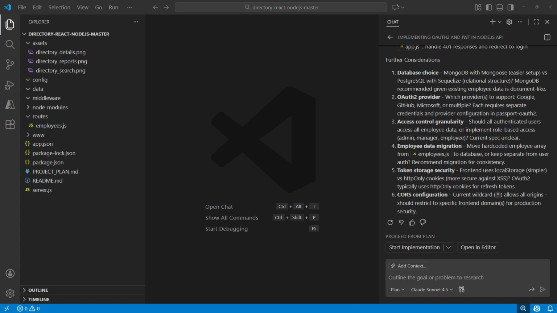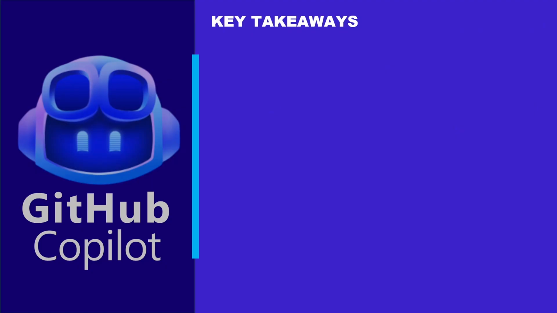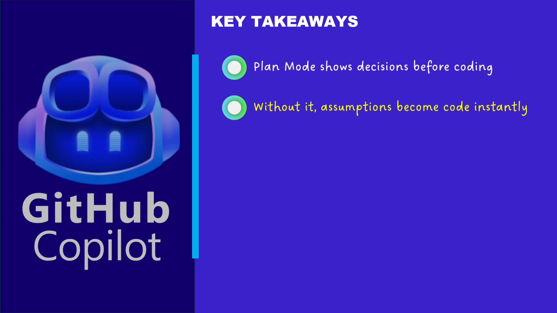I can answer the open questions, approve the plan, or reject it entirely. This is the power of Plan Mode. You can control the direction before any code is written. Here is what just happened. Plan Mode surfaced critical decisions before any code was written. Without it, Copilot would have made those decisions for you, instantly turning assumptions into code.